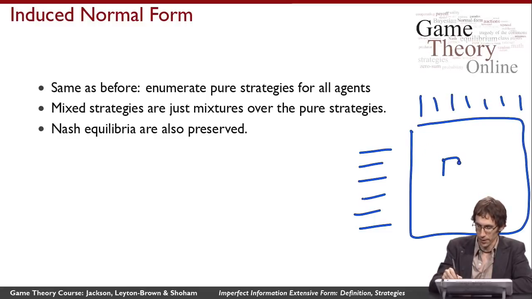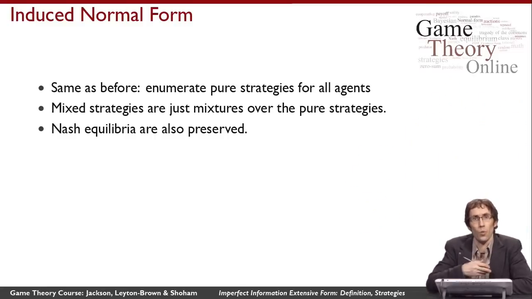And for every cell of the matrix, I say, well, if player 1 took this pure strategy and player 2 took this pure strategy, what payoff would result? And I put that into this cell of the matrix, and I fill in the whole matrix that way. And once I have the matrix like that, then I'm kind of done. My definition of mixed strategies is exactly what it was before. It's just the mixed strategies in the induced normal form.